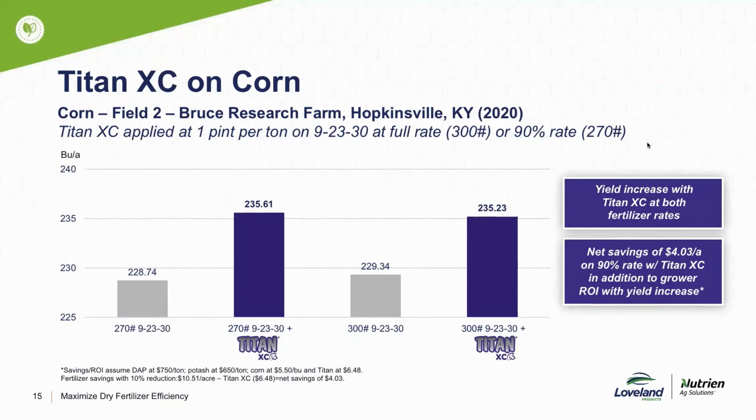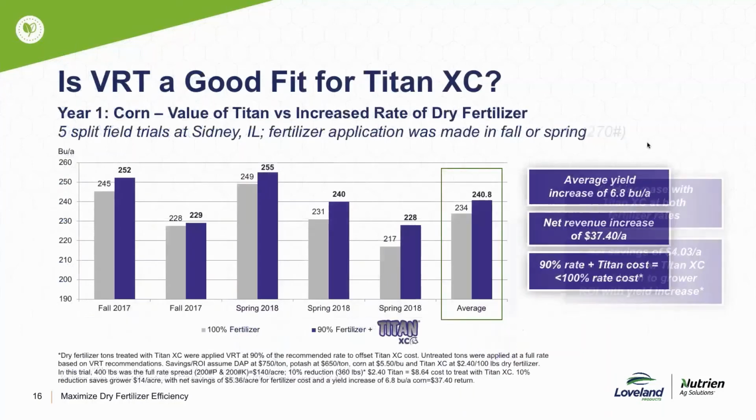All right. Let's go over to Illinois. And this trial in Illinois was actually conducted a couple years before they did the trial in Kentucky. And they had 5 fields where they did fall application in a couple and spring applications in a few of those. And the same scenario where they pulled out 10% of the fertilizer and then added Titan to that. And you can see here across these 5 fields, we gained 6.8 bushels per acre, or just over $37 return on that investment. That's pretty significant, guys.